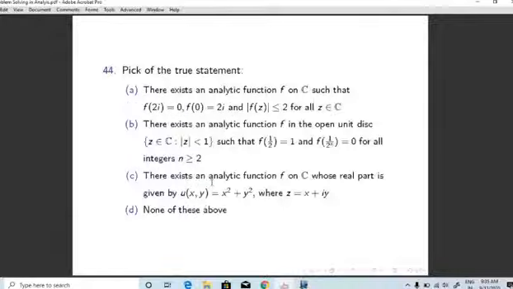Now look at this one, 44, and pick out the true statement. Suppose there is an analytic function f on C, the whole complex plane. If it is possible, there is an analytic function satisfying the conditions f of 2i equal to 0 and f of 0 equal to i and modulus of f of z less than or equal to 2. So this is bounded, and an analytic function on C is nothing but an entire function.